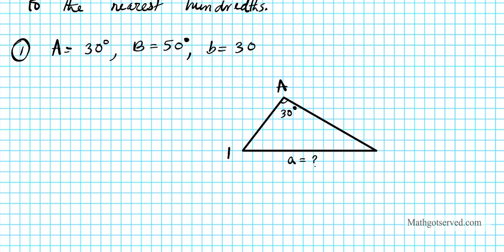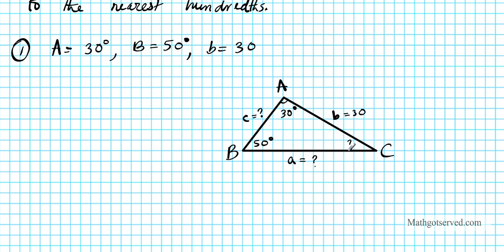Then capital B represents this angle. You put the measure on the inside, 50 degrees. And side length b is 30. We know that. And then for capital C, we do not know what this measure is. The side opposite angle C is side c, and we do not know its measure either. So to solve this triangle basically means we have to find the value of little c, little a, and big C.